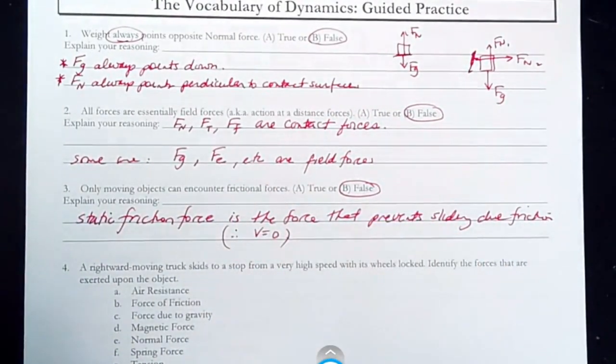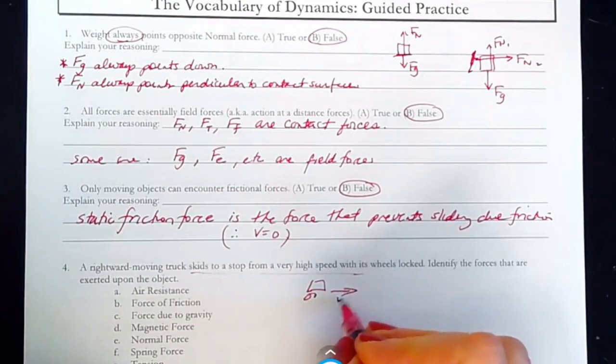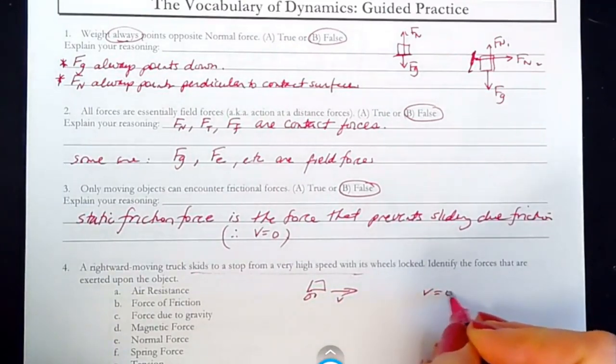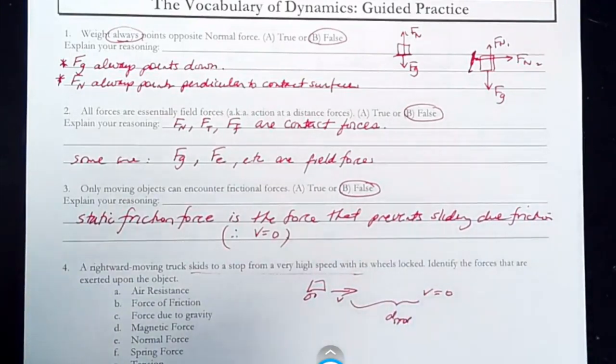Okay. A rightward moving truck skids to a stop from a high speed. So here's my truck, and it's moving with some speed, and it comes to a stop. In here, it's accelerating or slowing down some distance, d. We'll call that d stop. And you want to know what forces are acting on it.